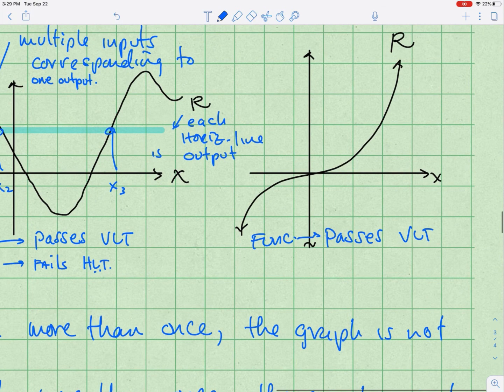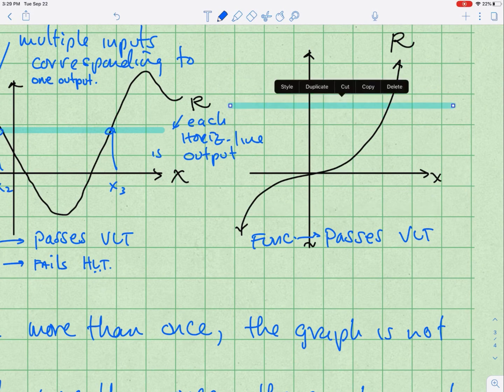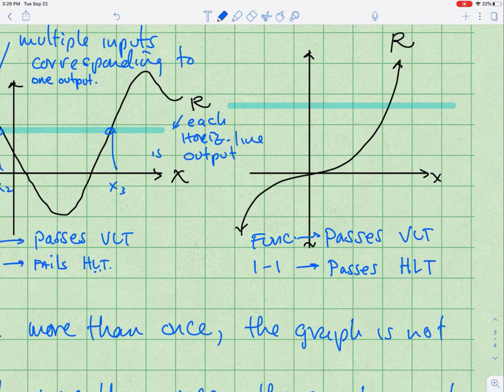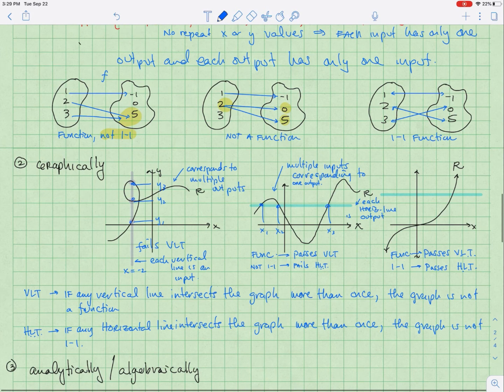And then finally, when we come over here, if I duplicate this horizontal line, we can see that every horizontal line I could possibly draw is going to intersect this graph only once. So this is also going to be one-to-one because it passes the horizontal line test. Okay, so those are just some basics graphically.